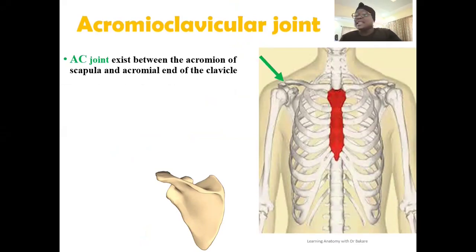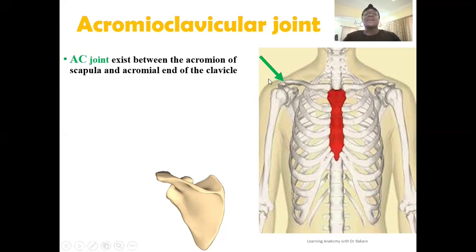Remember in our previous lecture when we described the sternoclavicular joint, which is the joint that occurs between the sternal end of the clavicle and also the manubrium of the sternum. This is what is located in this medial region. If you've not checked that lecture, please kindly go and do so. But for the purpose of this class, we would be focusing on the details of the acromioclavicular joint.